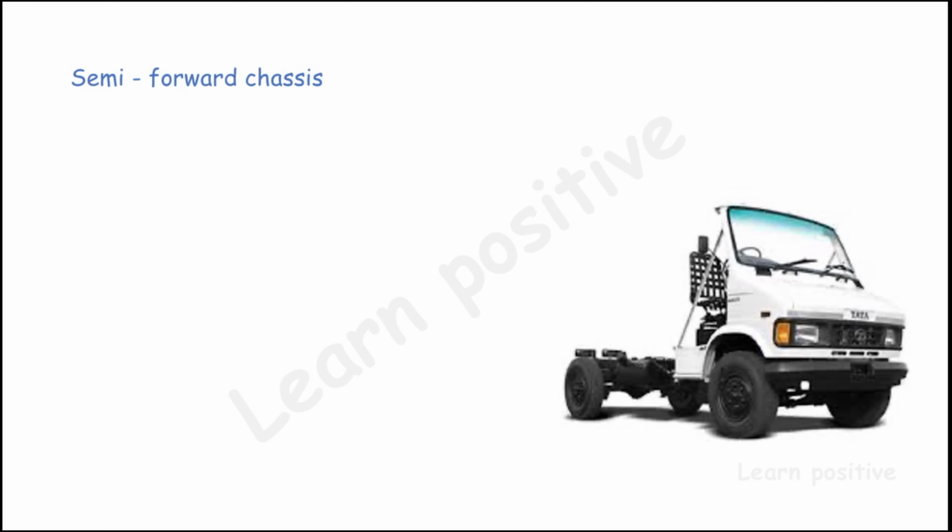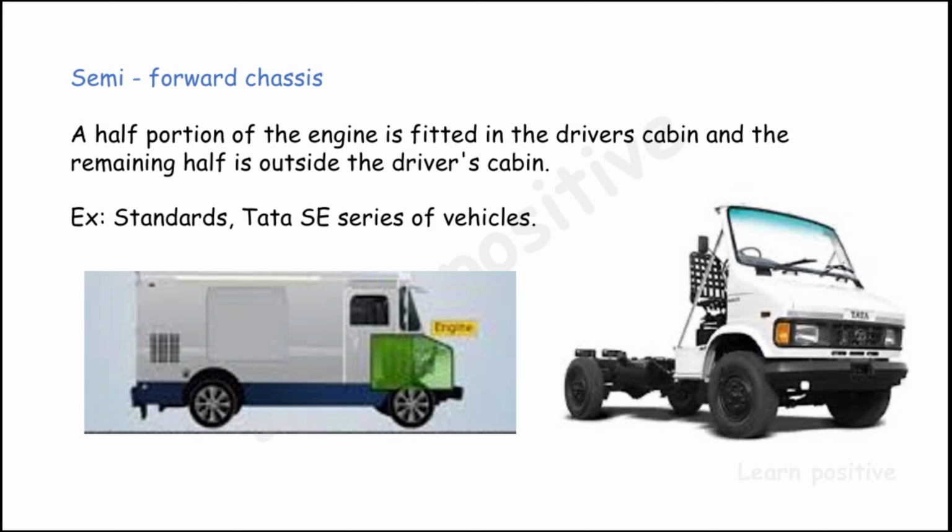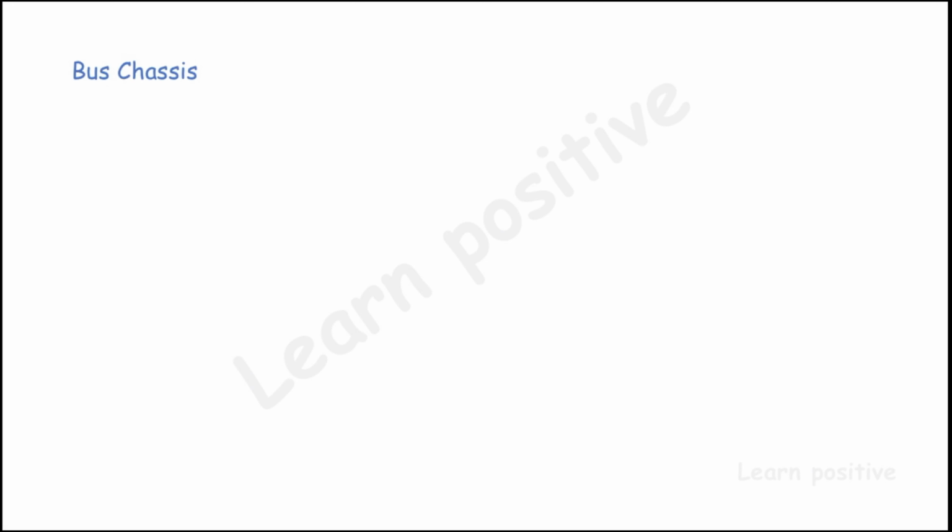Next, the semi forward chassis, which you can see in the 407 ambulance and box vans like this. Half of the engine is mounted in front of the driver cabin and the other half is mounted inside the driver cabin. So it is called the semi forward chassis. I have given a diagram here. In this, the green box is the engine. Half of the engine is fitted in the driver cabin and the other half is fitted before the driver cabin. So this is the semi forward chassis. And the next one is the bus chassis.